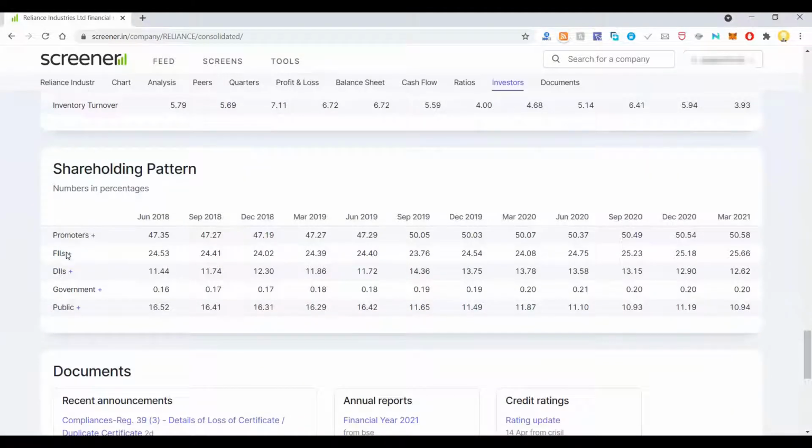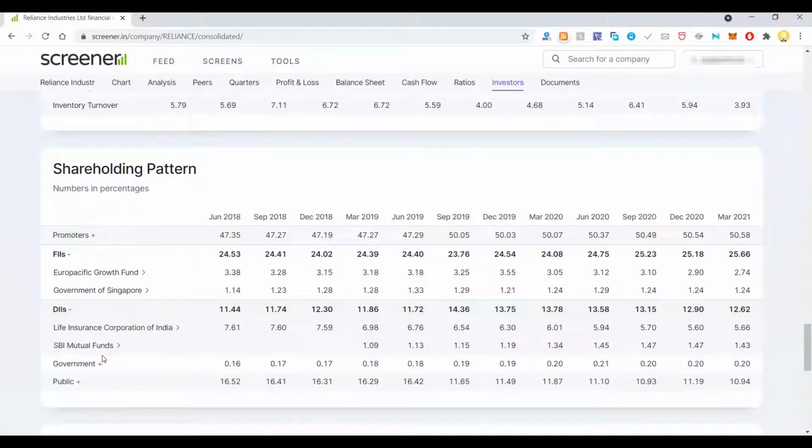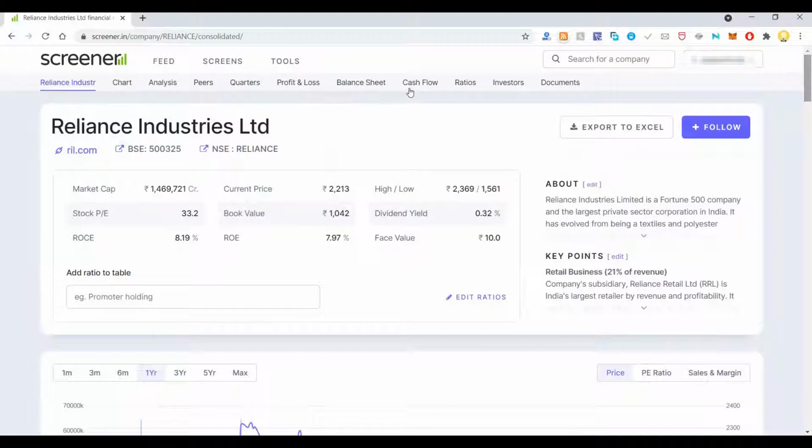So FIIs is foreign investments, since the government of Singapore holds a stake. DIIs include SBI mutual funds, the government. So the public is having very less shares. You and me and retail investors have 10.94%, which is very, very less. Now I will show you some key things from some other companies.